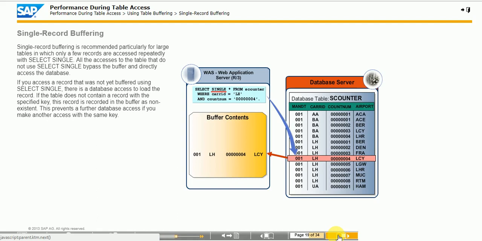Considerably more database accesses are necessary to load the records than for the other buffering types. You only need one database access to load a table with full buffering, but you need several database accesses with single record buffering. Therefore, full buffering is generally preferable for small tables that are frequently accessed.